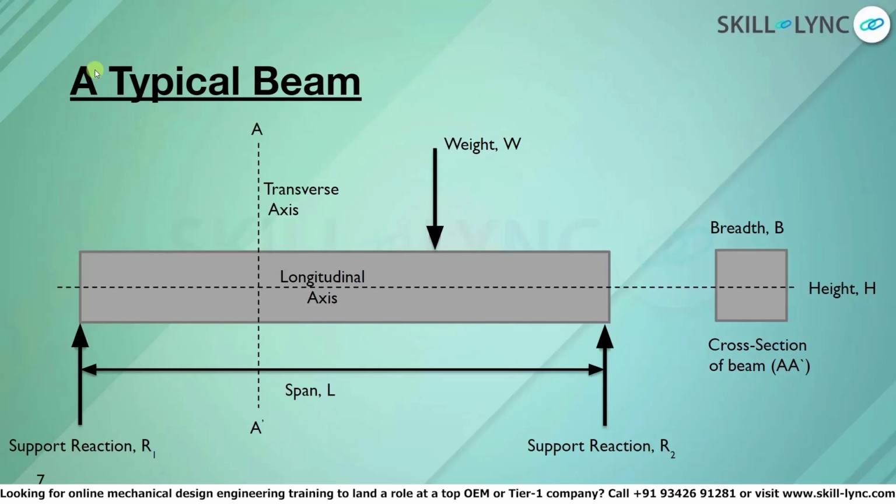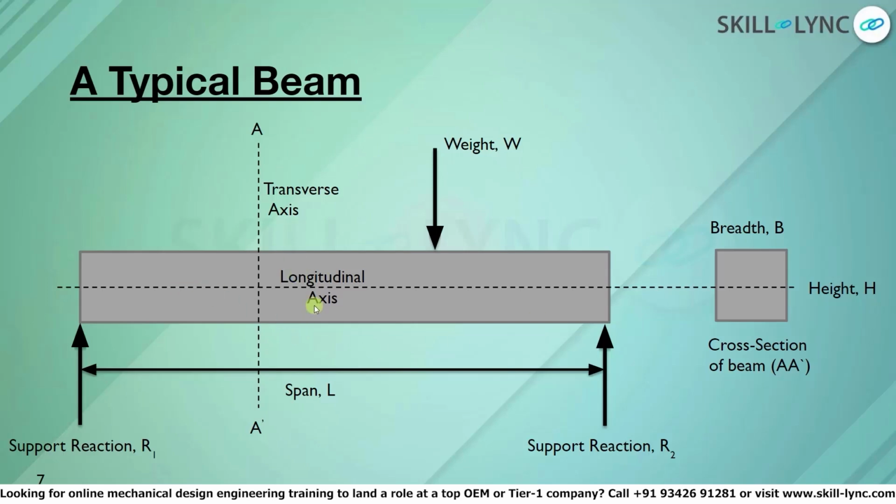Next, let us look at parts of a typical beam. So what we see here is the front elevation of a beam. We can also call it the front projection of a beam. This beam rests on two supports at both the ends. Because it is resting on two supports, it will create two support reactions, and these support reactions are termed as R1 and R2. The span of the beam is between these two supports, and this span can also be called the total length of the beam, which is L.